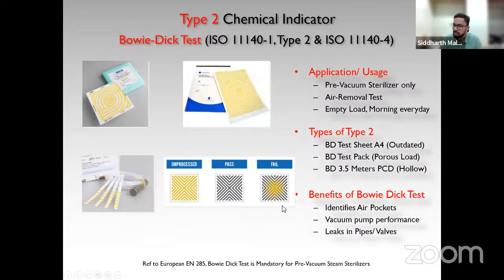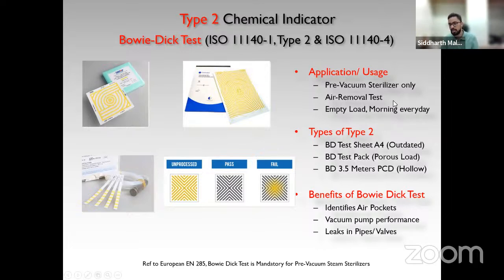The type 2 indicators are basically Bowie-Dick test, which is required for a pre-vacuum autoclave only. It is not required for a vertical autoclave. It is not required for an autoclave which is gravity displacement. That means if there is no external vacuum pump, you should not be doing a Bowie-Dick test at all. The Bowie-Dick is basically for pre-vacuum sterilizer.